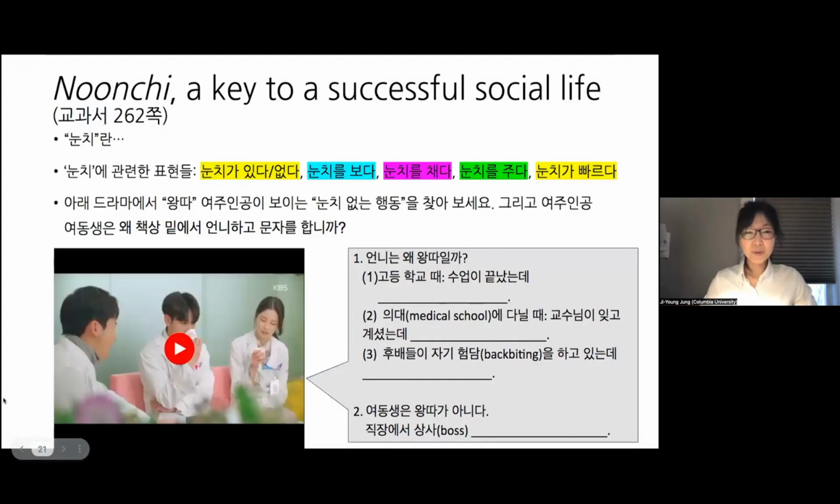Okay, and I also introduced the 눈치, and 눈치, we have no direct English translation for the expression, but I think the closest would be social awareness, or the ability to read the room without being told explicitly. So we have a lot of idiomatic expressions, including 눈치, and I chose a drama clip to illustrate these idioms.